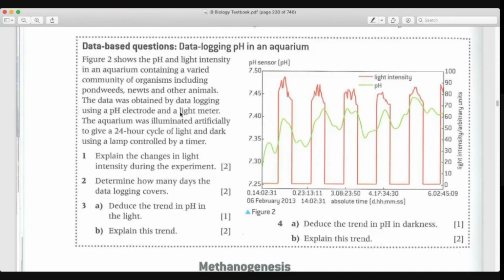The first question is how long the experiment was conducted for. Well, that's not the first, it's the second question. Determine how many days the data logging covers. How would you get that answer? I know the book's answers are available. If you've looked it up, you could have it in front of you. But how would you know how many days the experiment was conducted for?